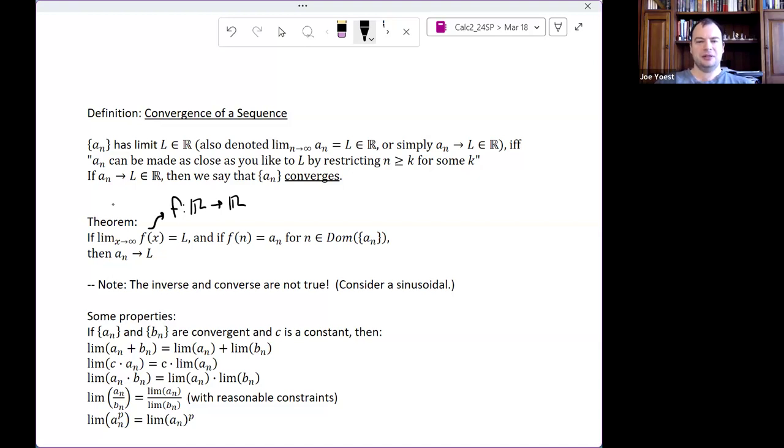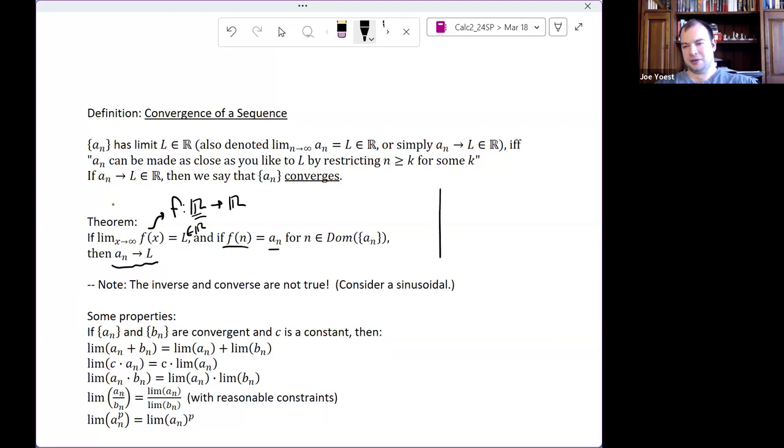And I can say the following. I can say that if I know that limit as x goes to infinity of f of x, where f is taking real inputs, equals L, a real number, or it could be plus or minus infinity, but for now, let's just think of it as a real number, and also, if an is f of n, for n in the domain of an, basically a natural number, then I could say that the sequence also goes to L. So if the limit of a function is L, and we get the sequence by plucking numbers out of the function, then the limit of the sequence is also L.